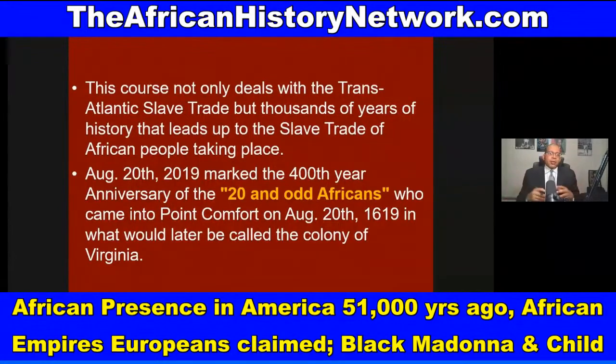This course not only deals with the transatlantic slave trade, but thousands of years of history that leads up to the transatlantic slave trade taking place. August 20th, 2019 marked the 400th year anniversary of those 20 and odd Africans, or 20 and odd Negroes, who came into Point Comfort, August 20th, 1619, in what would later be called the colony of Virginia. This is on the White Lion pirate ship, which was an English pirate ship.